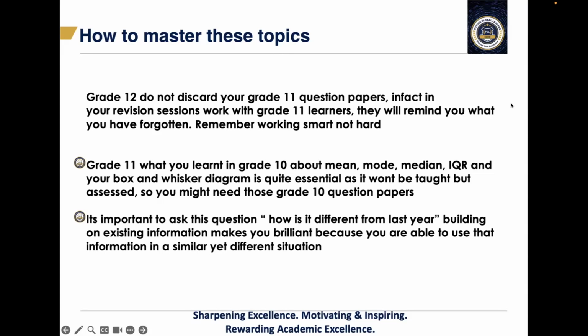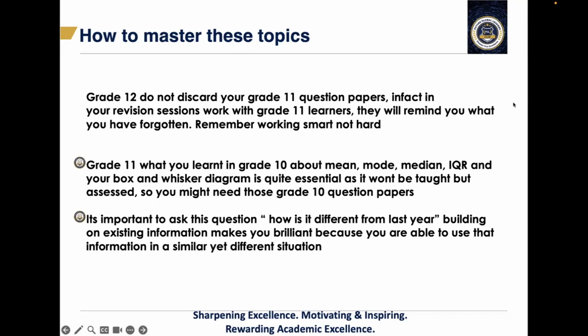Number two, grade 11. What you learned in grade 10 about your mean, your mode, your median, your IQR, and your box and whisker diagram is actually essential, because in grade 11, we will not be teaching you how to draw a box and whisker diagram, but we will be expecting you to interpret a box and whisker diagram with the information that you have learned from grade 10. So those question papers that you actually used in grade 10, sometimes just go back and revise them so that you are able to understand everything better.